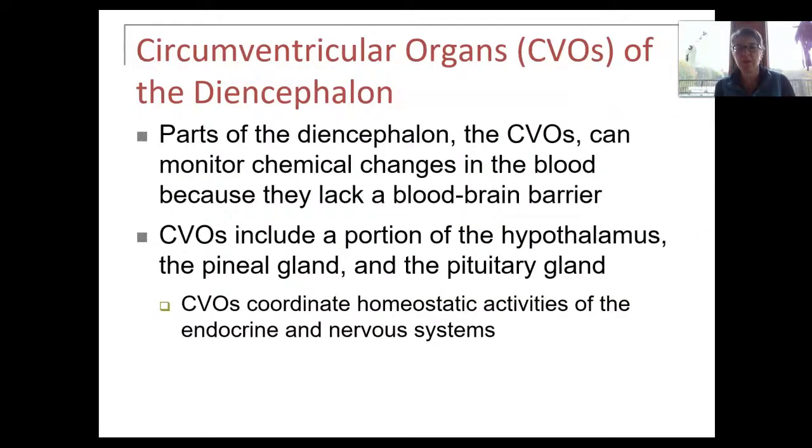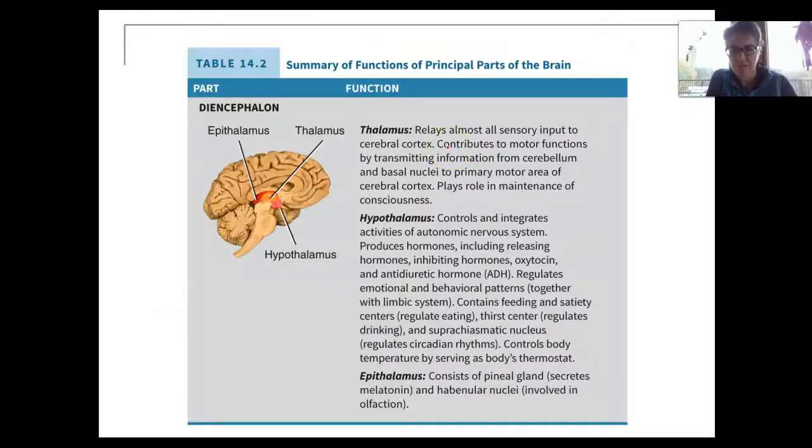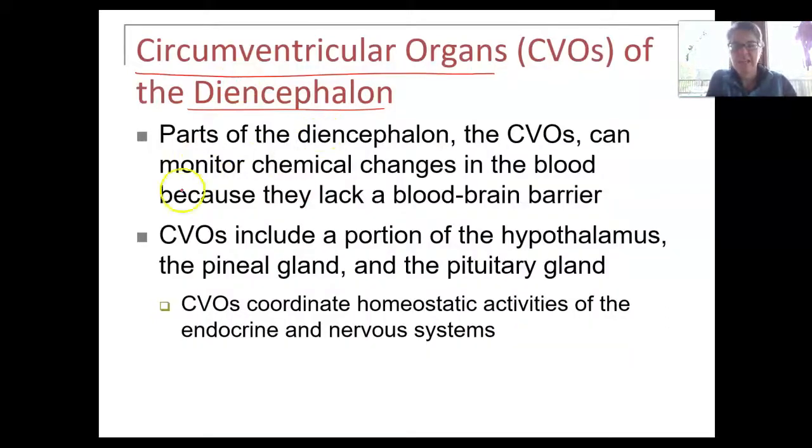So there's this other part. Oh, I do have a slide on this. Okay, I don't think I usually talk about this. And these are called the circumventricular organs of the diencephalon. So it's part of the diencephalon. Is there a picture? Nope. And I don't really know much about the circumventricular organs. That's Roger. I'll be honest, I don't know much about the circumventricular organs.